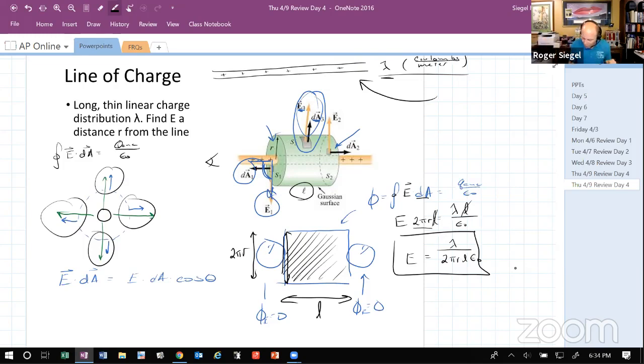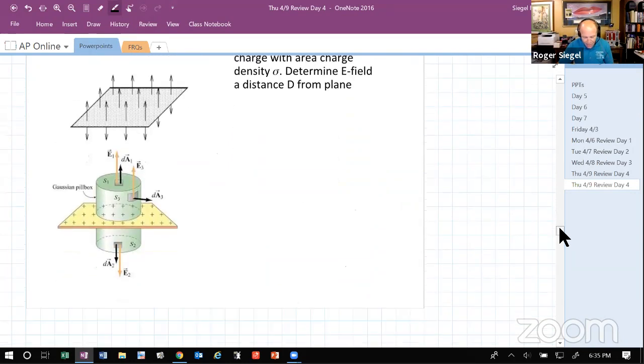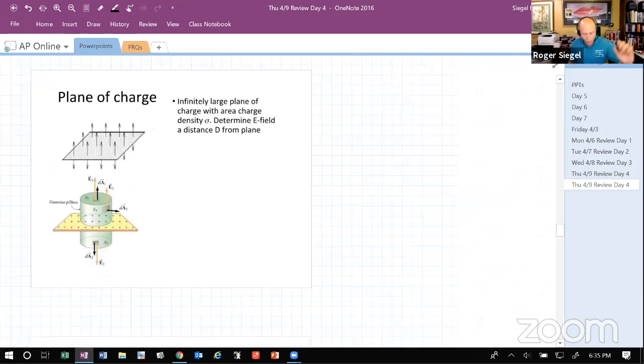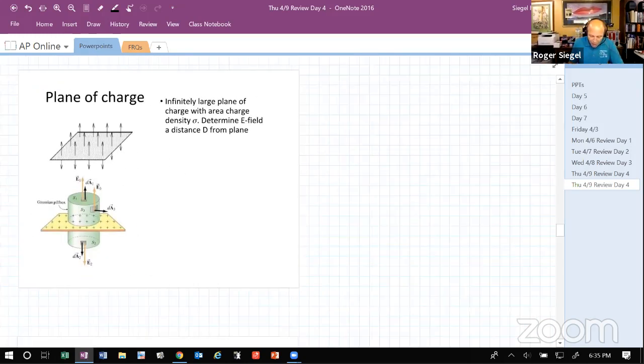All right, let's do one more, and then we're going to send it back to Frisco, Texas. And that is the plane of charge. Maybe we'll do more than one, we'll see. Again, when you're choosing your Gaussian surface, you're choosing a specific surface such that the area vector and the E field vectors are parallel or perpendicular.